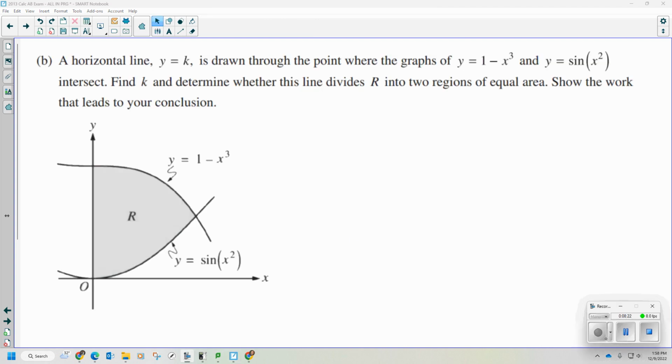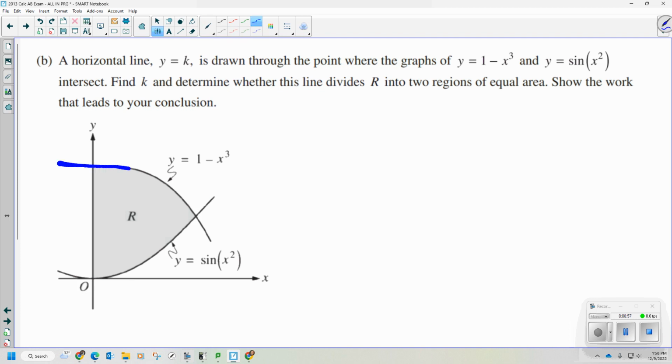1b. A horizontal line, y equals k, is drawn through the point where the graphs of y equals 1 minus x cubed and y equals sine of x squared intersect. Find k and then determine whether that line divides R into 2 regions of equal area. Show the work that leads to your conclusion. All right, so first of all, let's do what we know.